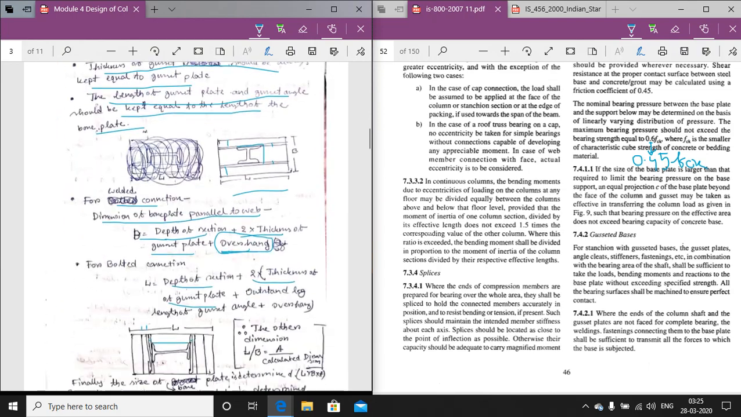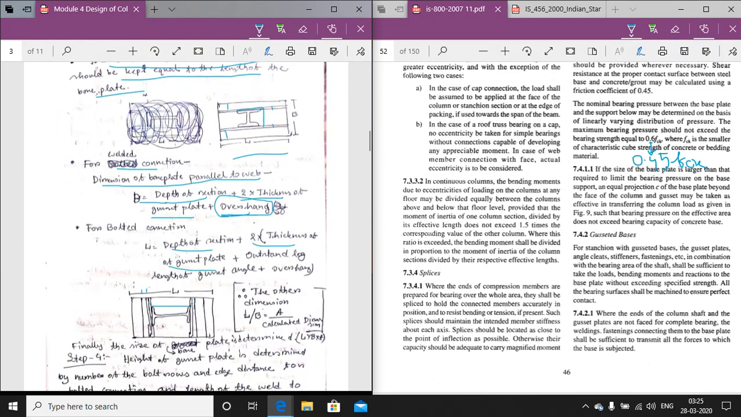So 2 into the outstand leg length of the gusset angle plus overhang. This will be the formula for a bolted gusset plate connection. Very much important. We need to understand it very carefully.